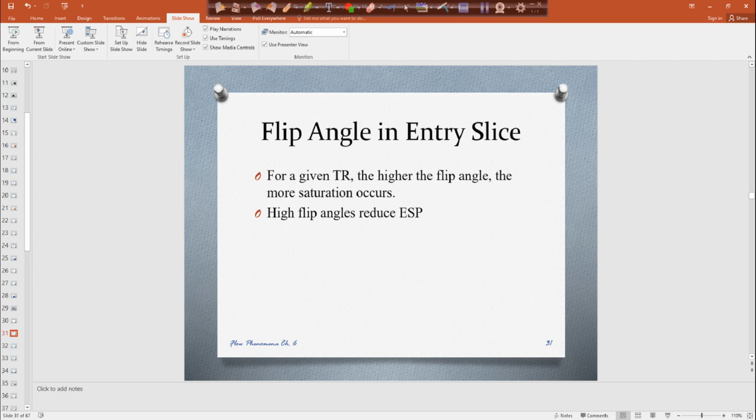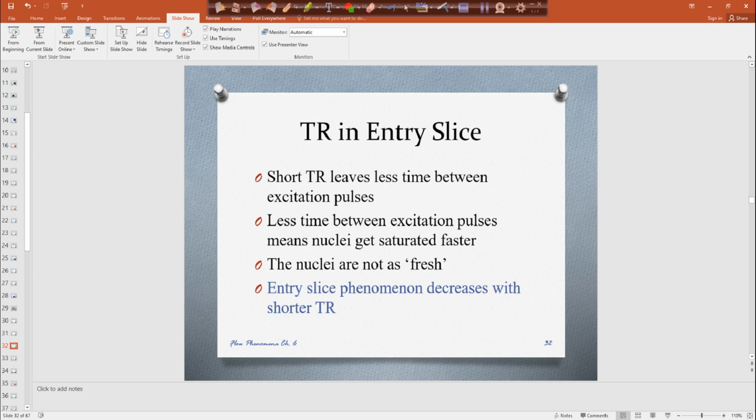Going back to our flip angle, once again, larger flip angles are going to create more saturation because the tissues are not able to recover. So higher flip angles, or larger flip angles, reduce entry slice phenomena. So once again, darker signal void. So signal void, short TR. Large flip angles, signal void.